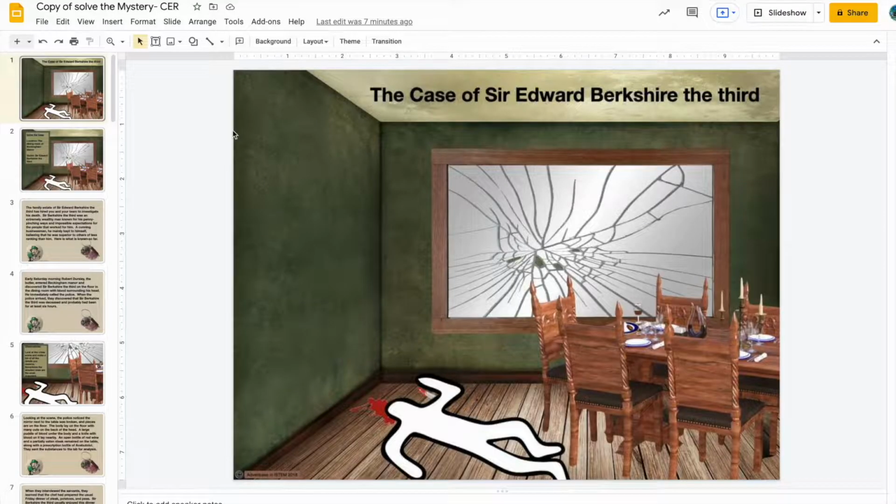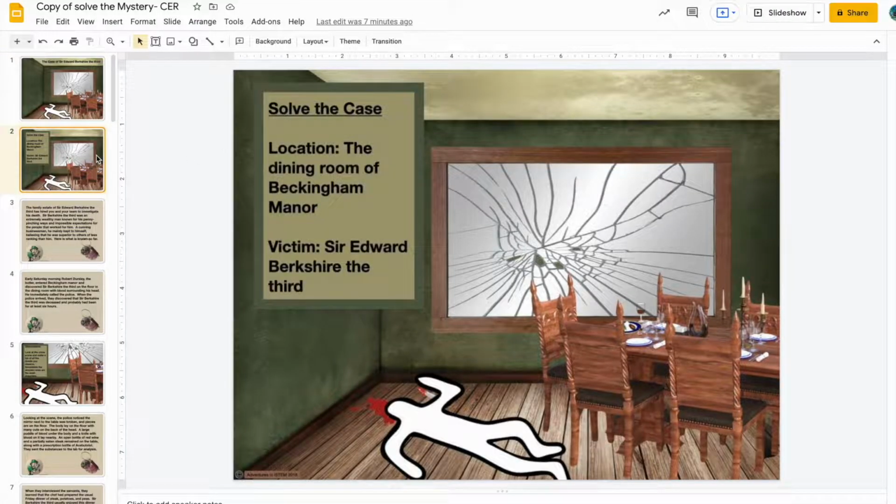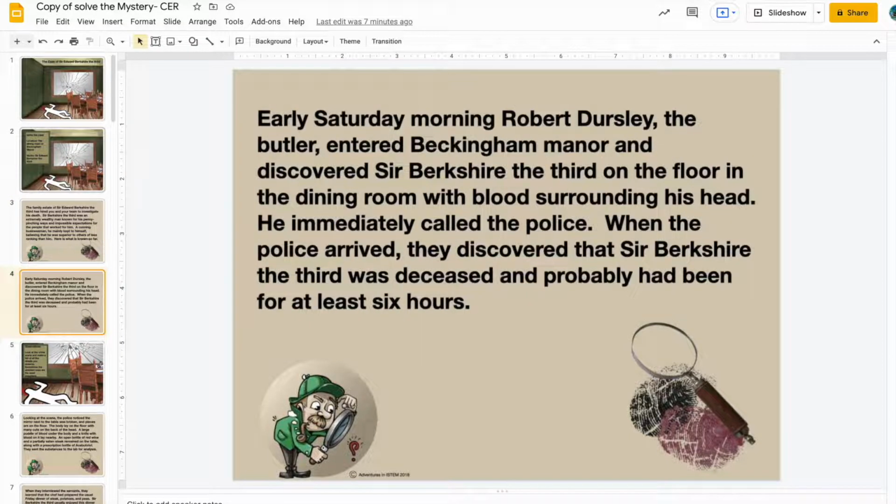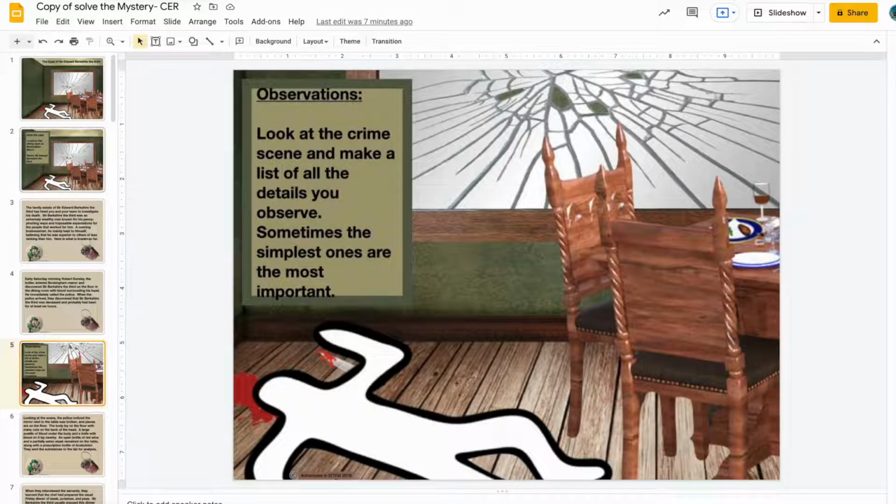So they go through here. I put this on the board for them and get them started. They look at the crime scene. They get a setup of who Sir Edward Berkshire is, what happened, how he was found. Then they're going to do some observations, looking very clearly at the crime scene for specific details that they want to see.